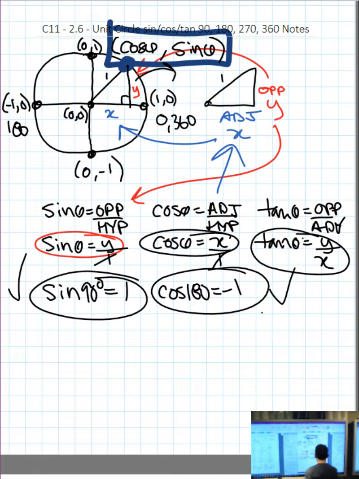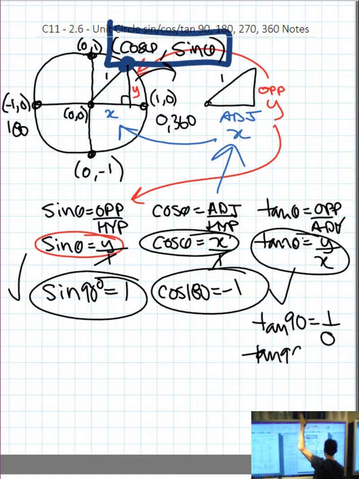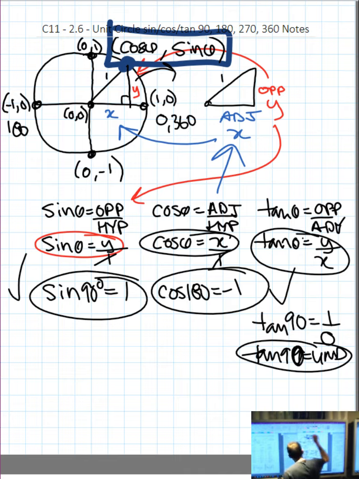Like, for example, tan of 90. Well, that's straight up, and tan, as we just learned from above, is the y value over the x value. And in the graph from above, straight up, the y value is 1 over an x value of 0. Tan theta, tan 90, is undefined, UND. Circle your answer. Check it on the calculator. Tan 90, undefined.